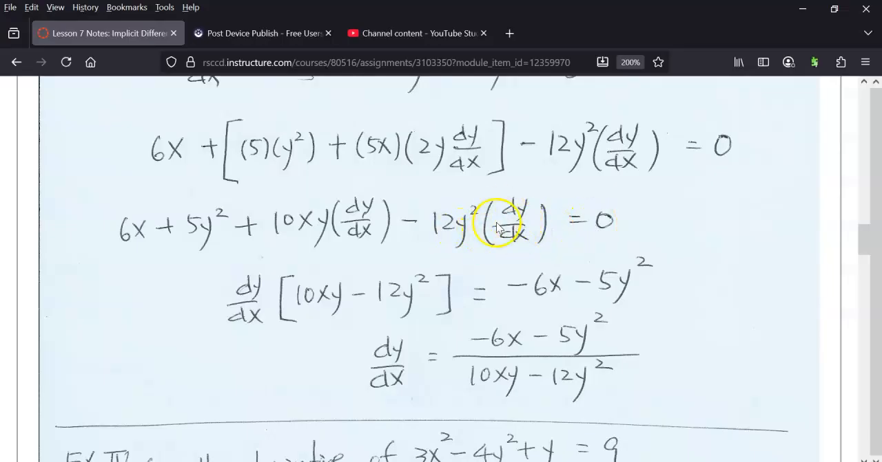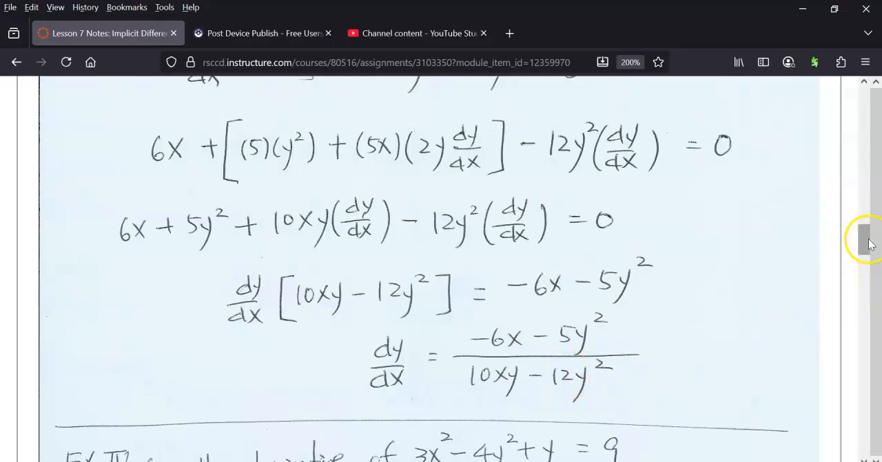Now we want to keep all the dy/dx terms on the left side, and this 6x plus 5y squared on the other side, so we're going to subtract that. Then we can factor out dy/dx, and divide by the term that's left over after factoring. So divide both sides by 10xy minus 12y squared. So dy/dx for this equation is equal to negative 6x minus 5y squared over 10xy minus 12y squared.